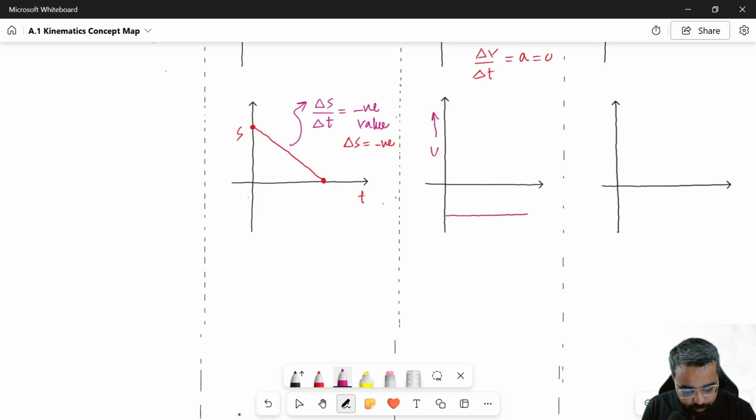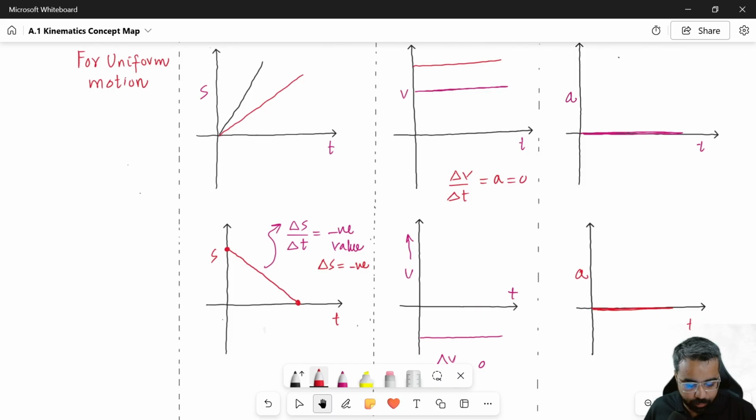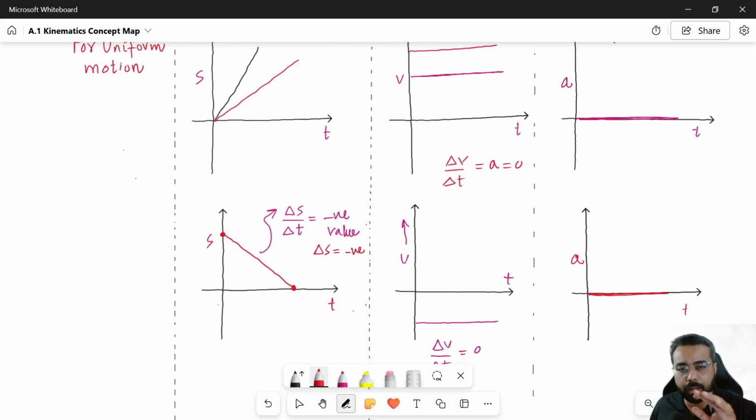So this is a velocity time graph. But still, we see a constant velocity. It means the change in velocity is 0 with respect to time. So that means the acceleration time graph will still show no value. Okay, so this was another type of uniform motion graph, in which whenever our displacement time graph is a straight line like this, the velocity of that object will be constant.